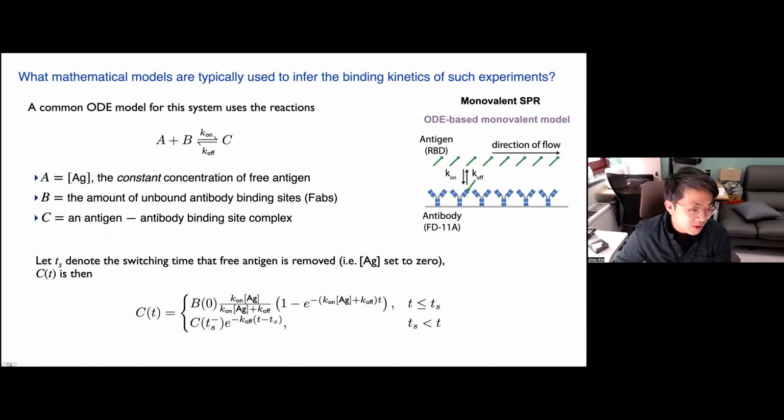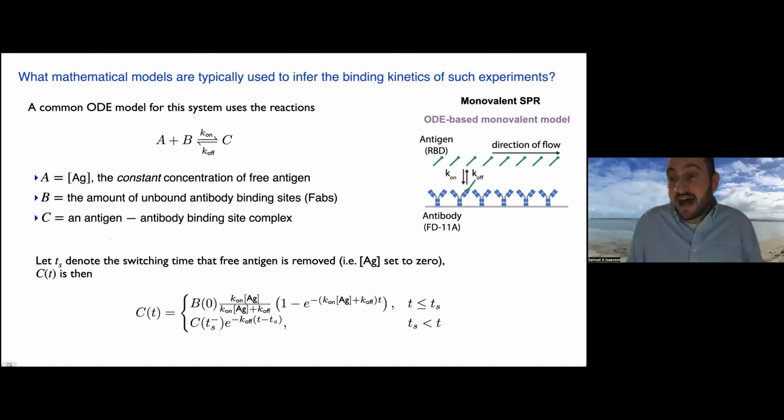Gotcha. Thank you. Yeah, that is definitely an issue with SPR that you have to be worried about: do you really have a well-mixed system? But let's assume that we do.